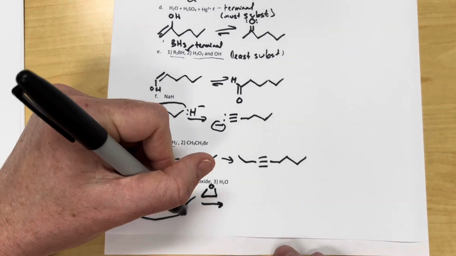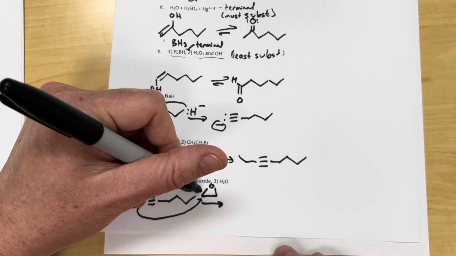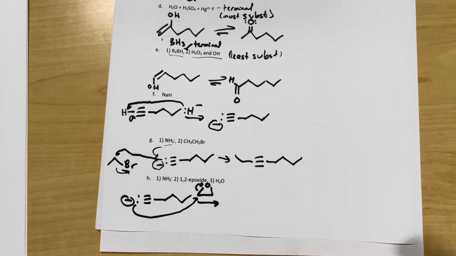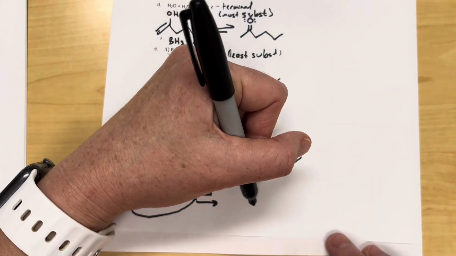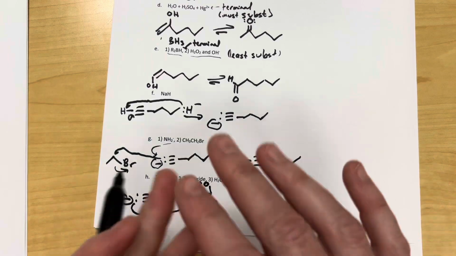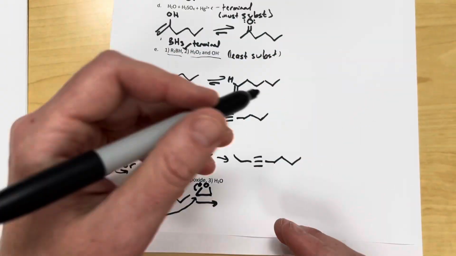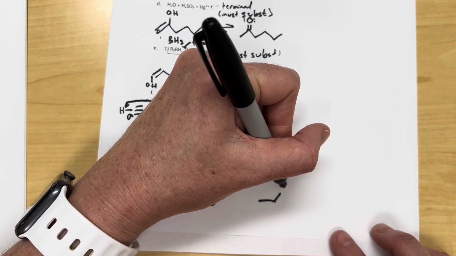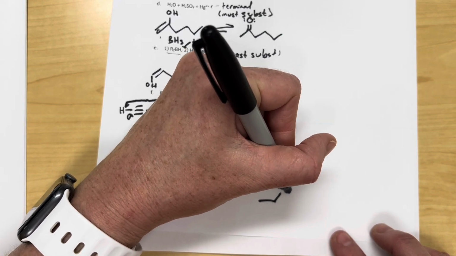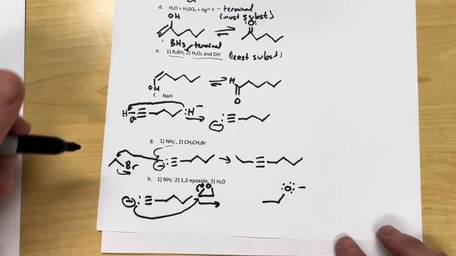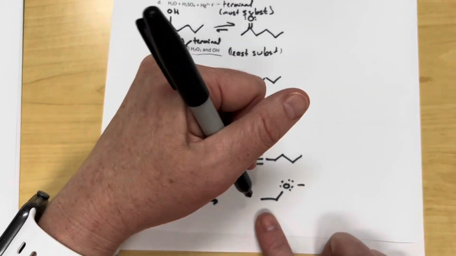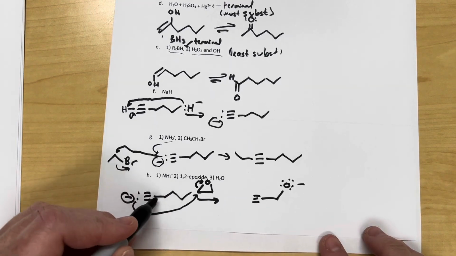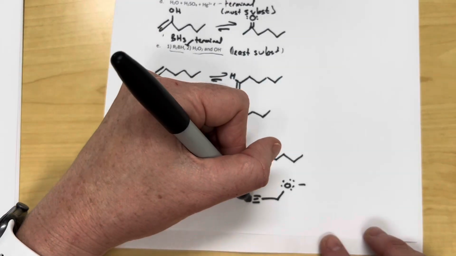This is going to attack either side, doesn't matter. It would normally attack the less substituted side, and that's going to go up there and pop up there. I'm going to flip this thing around a little bit, if that's okay. We will end up with the oxygen up here. And then after that oxygen, we will now have the triple bond. And then 4 more carbons.